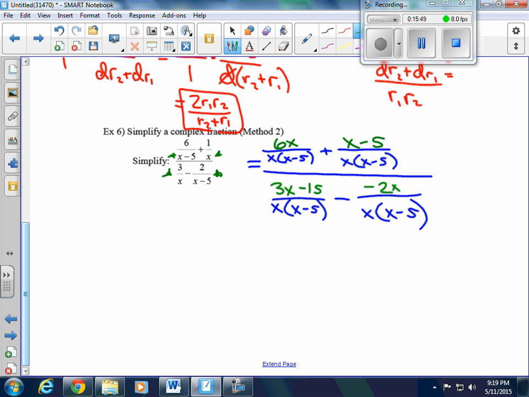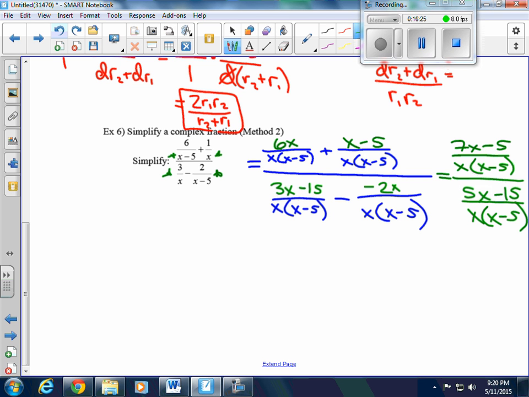So we're going to go through and simplify this. 6x plus x, so that's going to give us 7x minus 5 over x times x minus 5. And now we're going to have 3x plus 2x, which is 5x minus 15 over x times x minus 5.